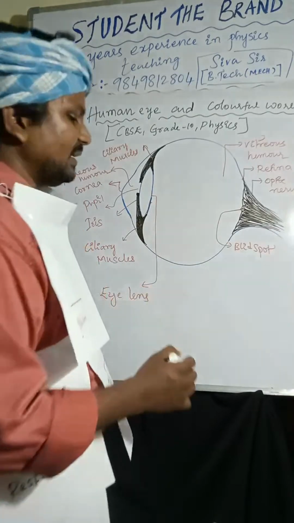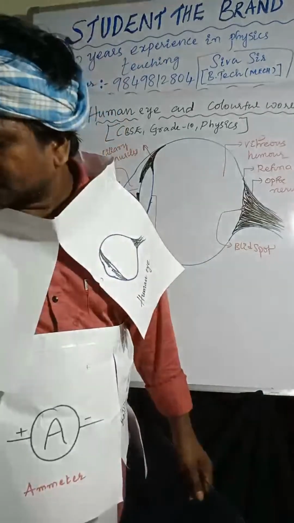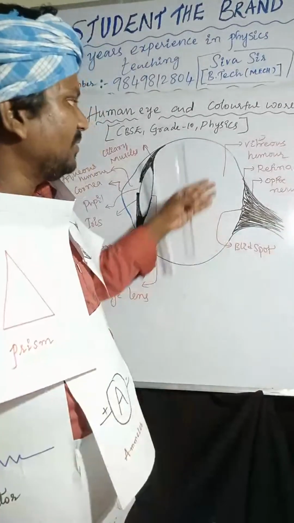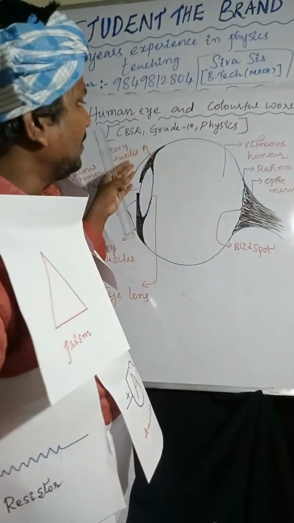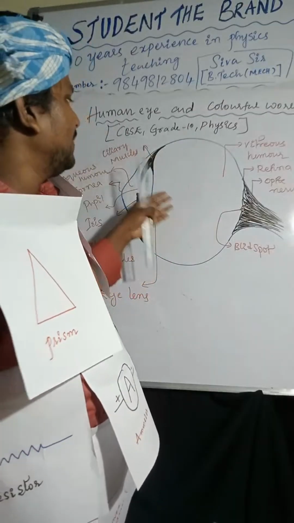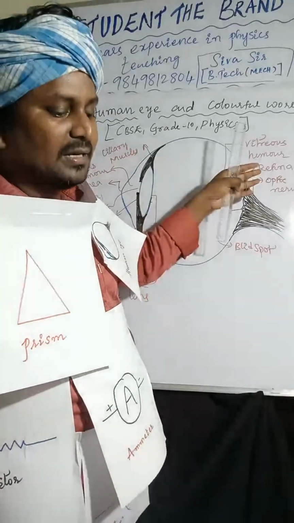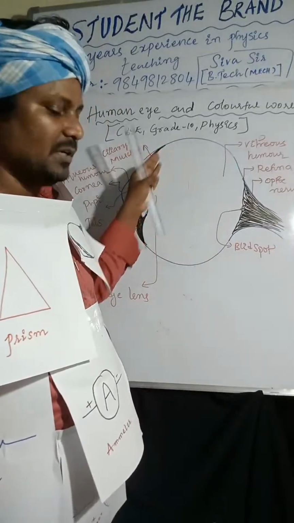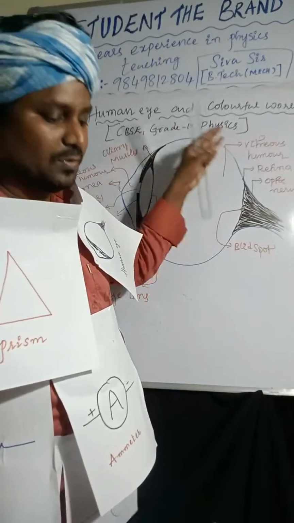Eye lens is the crystalline lens, a convex lens. Whenever light falls on it, it will converge the light rays and make them fall at the retina. Vitreous humor is a jelly-type liquid present between the eye lens and retina. It provides force and pressure to the eye to maintain its shape.